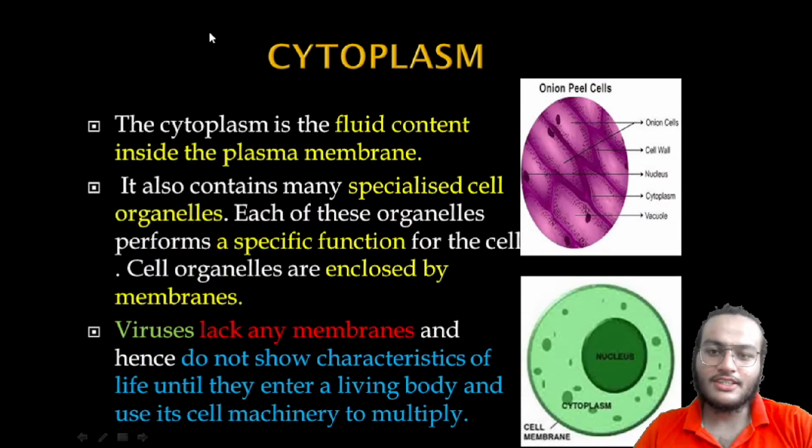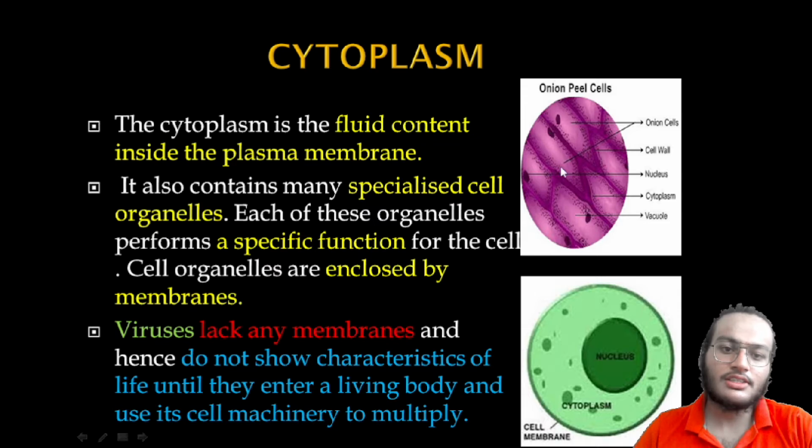In the last lecture we studied till nucleus, and now we'll study the next component, cytoplasm. When we saw the temporary mount of onion peel, there was a large portion of lighter stained region. So what is this? This is the cytoplasm. Cytoplasm is the fluid content inside the plasma membrane, and inside it are specialized cell organelles that perform specific functions. Cell organelles also have membranes.